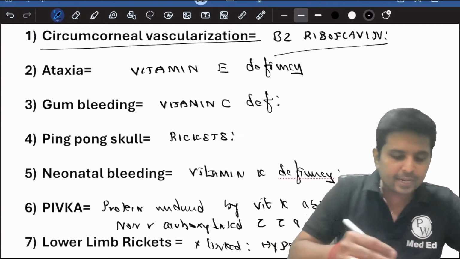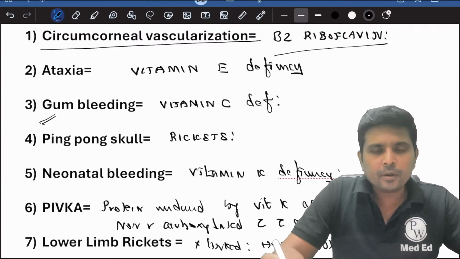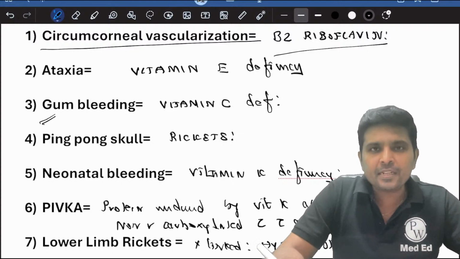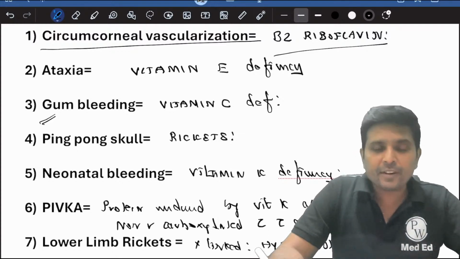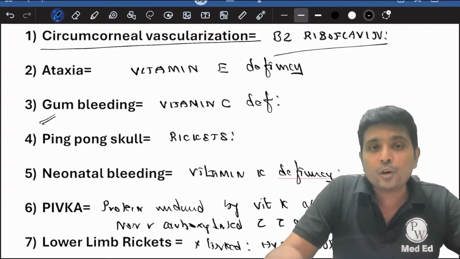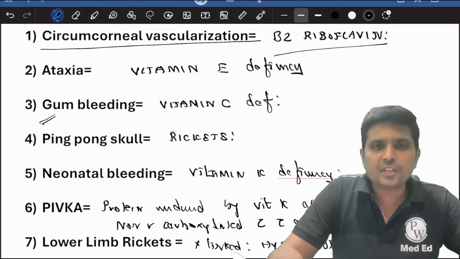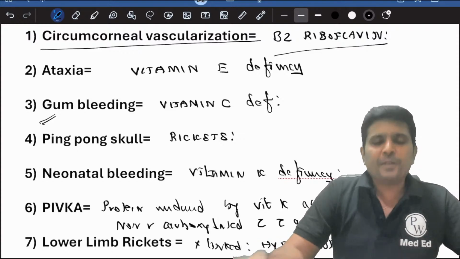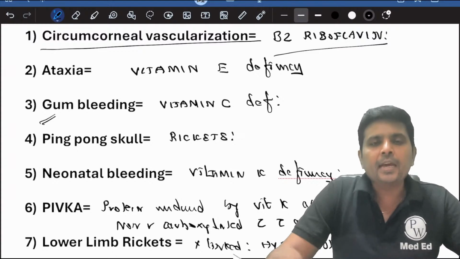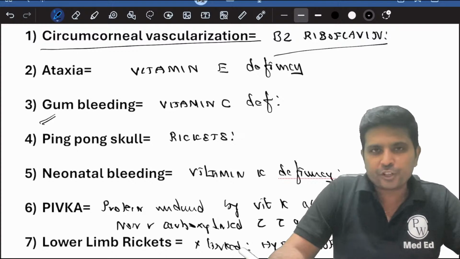Gum bleeding. As we already discussed, gum bleeding, hemopericardium, and pseudo-paralysis of infants are all manifestations of vitamin C deficiency. Previously, vitamin C deficiency or scurvy occurred in sailors who were devoid of taking oranges. But at present, scurvy is happening in children with special needs or children with autism, ADHD, because most of them are food faddists and love only certain foods, and they will be devoid of vitamin C containing foods such as orange.